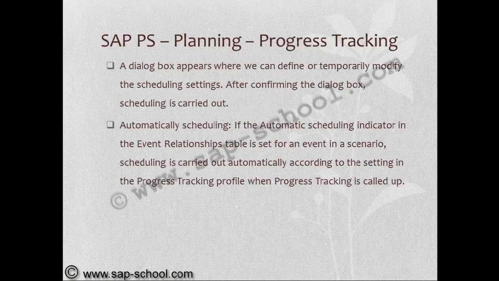Automatic scheduling means that if the automatic scheduling indicator in the event relationship table is set for an event in a scenario, scheduling is carried out automatically according to the setting in the progress tracking profile when progress tracking is called up.